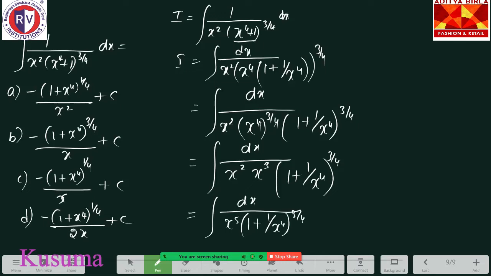Okay. Now let us substitute. Substitution method use ಮಾಡ್ಕೊಳ್ಳೋಣ. ಯಾವುದಕ್ಕೆ ಸಬ್ಸ್ಟಿಟ್ಯೂಷನ್ ಮಾಡಬಹುದು ನಾವು? ಯಾವ ಟರ್ಮ್ ನ ನಾವು ಇಲ್ಲಿ t ಅಂತ ತಗೊಳ್ಬಹುದು?